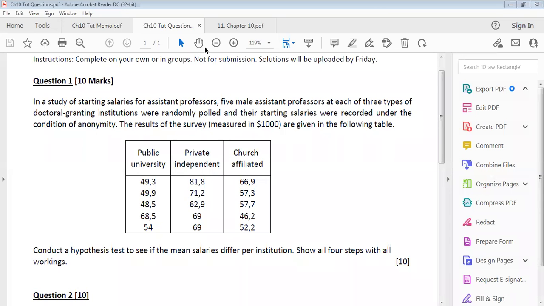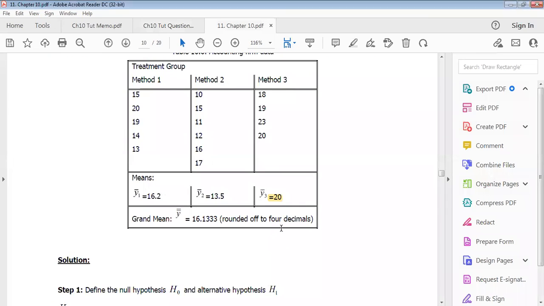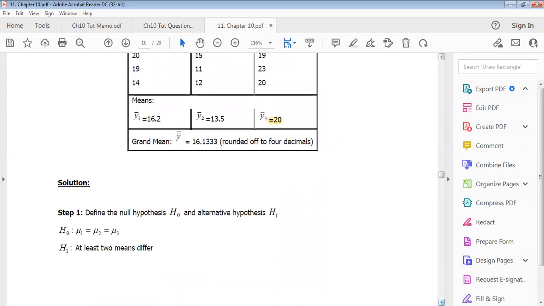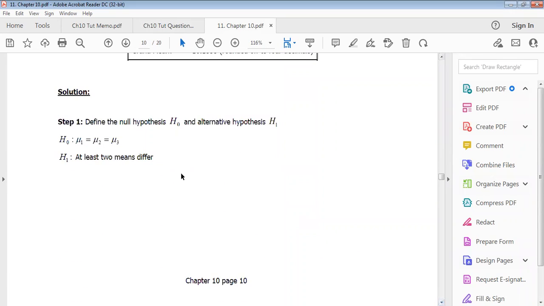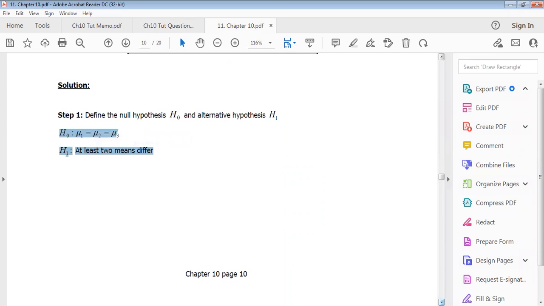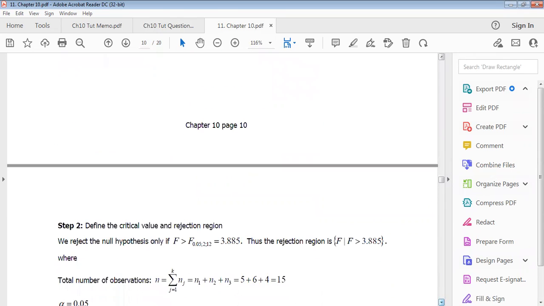So let's go back to our question. The first step that you need to do is step one: you need to define your null hypothesis and your alternative hypothesis. So your null hypothesis will be this. Okay, it's exactly the same thing. For our question, that's your null hypothesis.